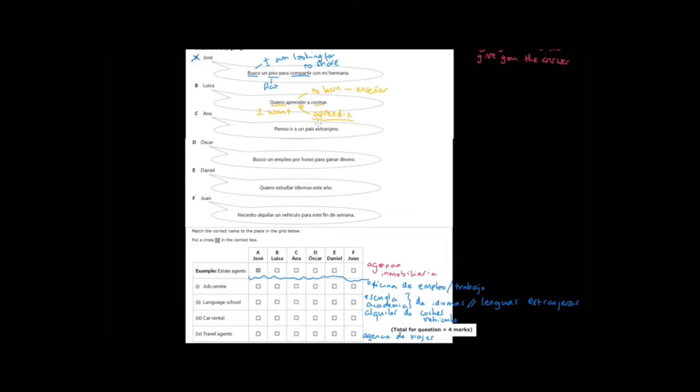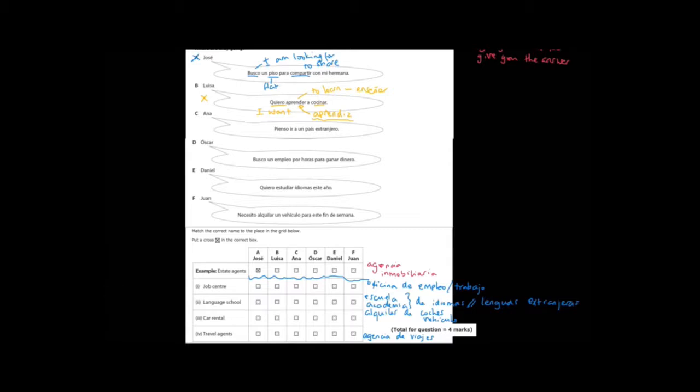And cocinar, to cook. So someone who wants to learn to cook, where are they going to go? Well, probably to a cooking school or similar, but that's none of the options. So this one is probably the one that I don't need. But okay, I won't make the final decision yet. I need to read the others.